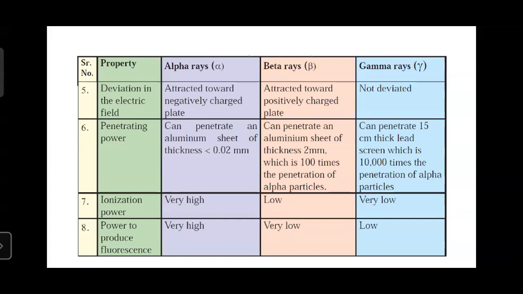Now, next property is ionization power. Alpha rays have very high ionization power. Beta rays are low, and gamma rays are very low. Power to produce fluorescence: alpha rays are very high, beta rays are very low, and gamma rays are lowest.